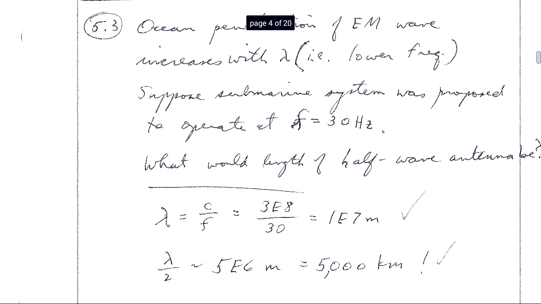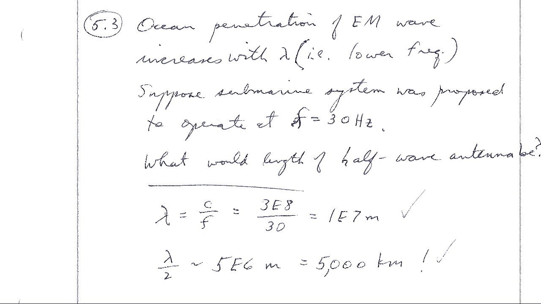Also, although it wasn't assigned, ocean penetration of electromagnetic waves increases with the wavelength. That is, at lower frequencies. That is, it increases as the frequency is lowered. Suppose a submarine system has proposed to operate at a frequency of 30 hertz. What would the length of a half-wave antenna be?